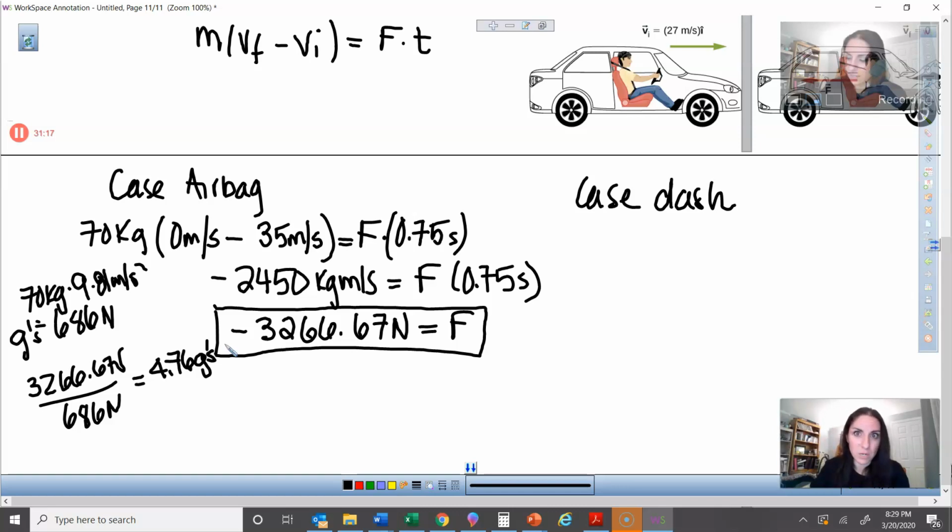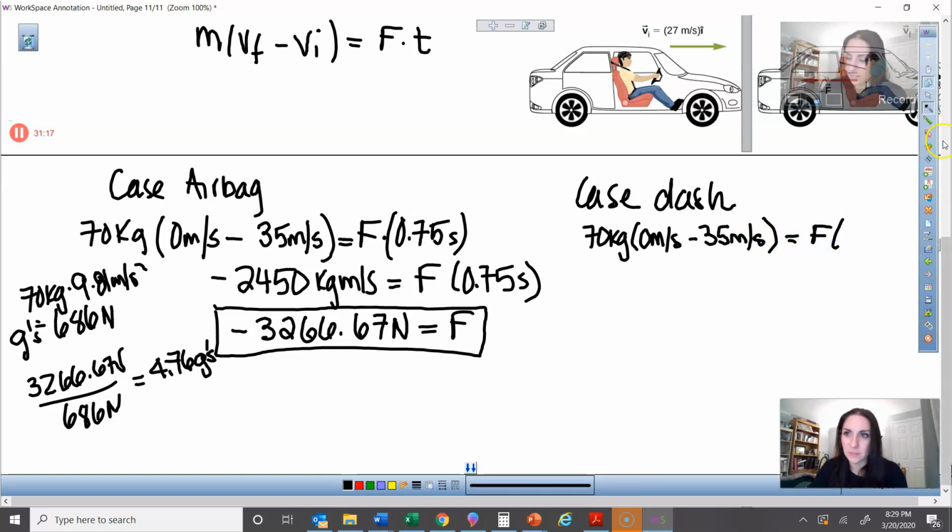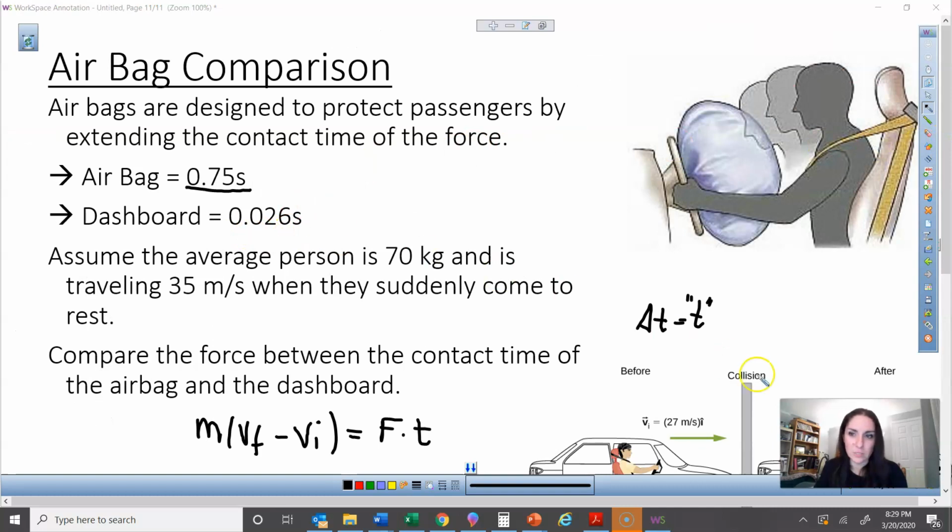Crazy, right? So we're going to do the same calculation, but basically I'm just changing this time. So the setup happens to be the same. So the mass is still 70. The final speed is 0. The initial speed is 35. Same scenario. Looking for force, but now the time is, I think, 0.26 seconds.